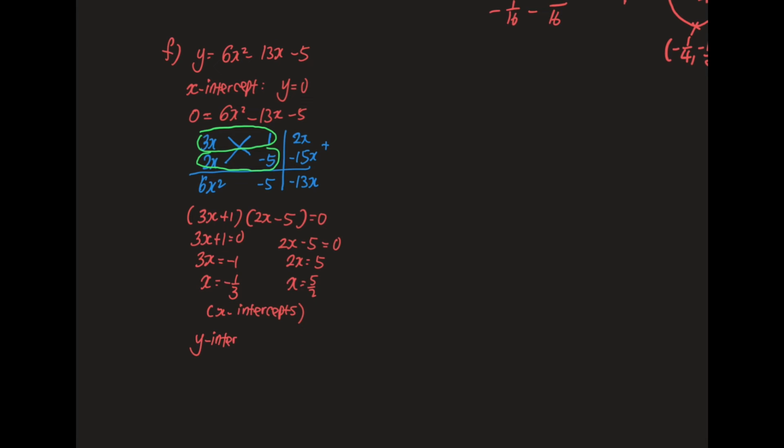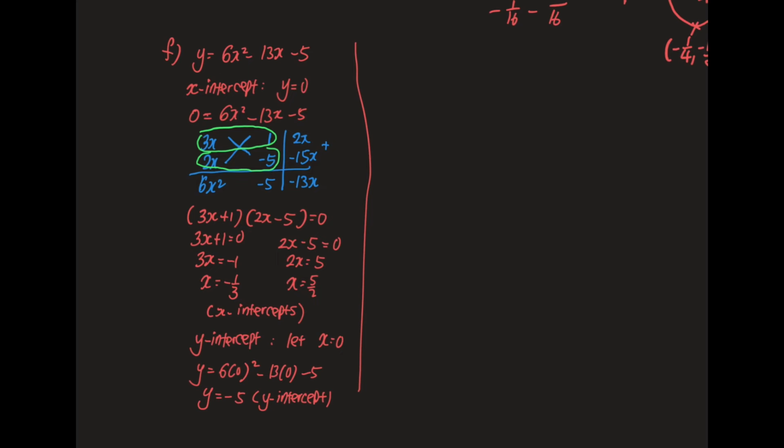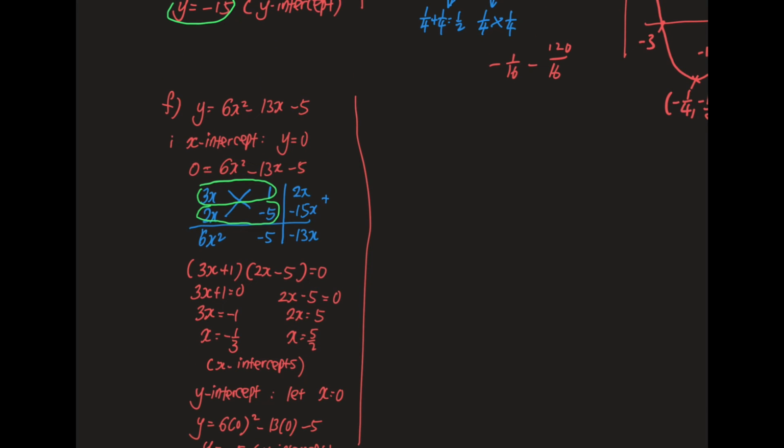Okay, then we find the y-intercept. We have to let x equal to 0. So we substitute into the function given at the beginning, substituting 0 here and here. So we get 6 times 0 squared minus 13 times 0 minus 5. So we get y equal to minus 15. This is the y-intercept, and now this is what we call the first part.